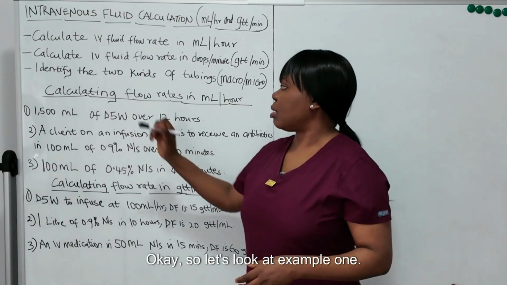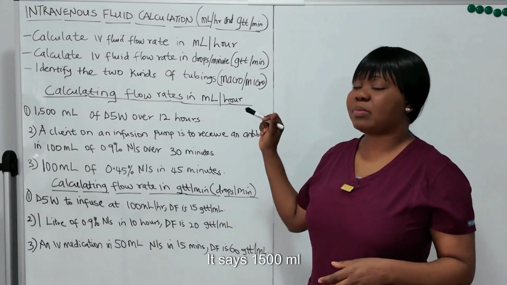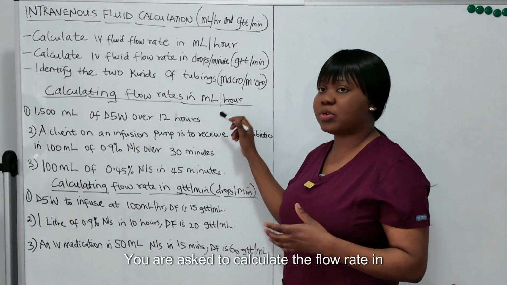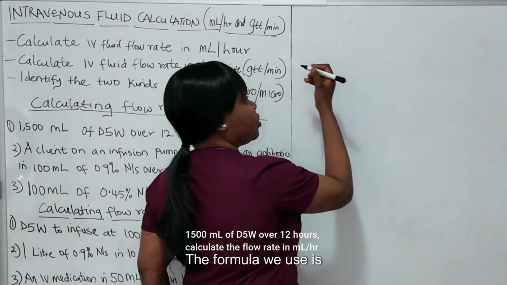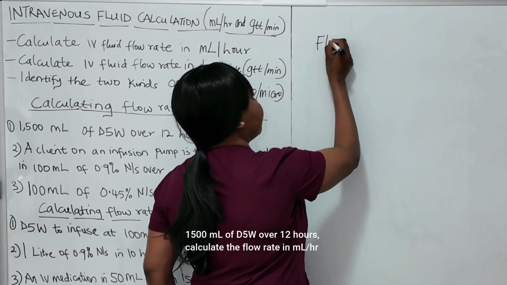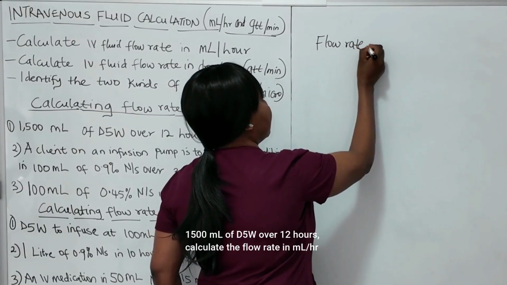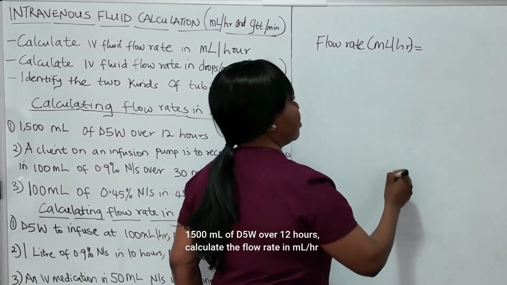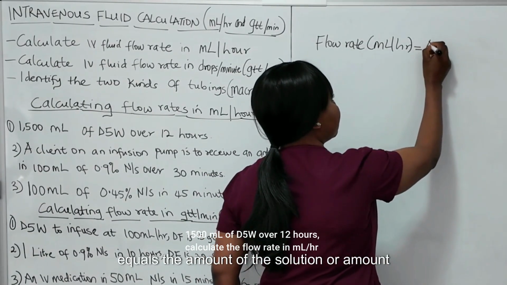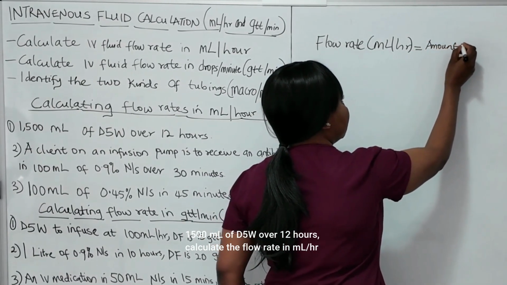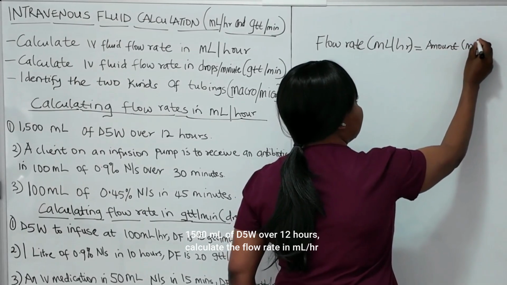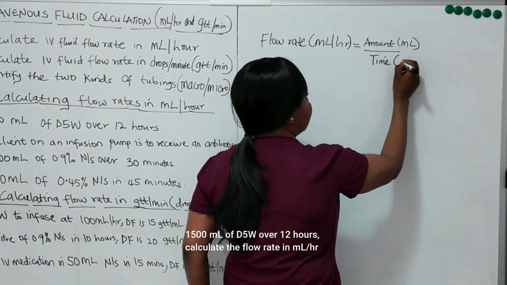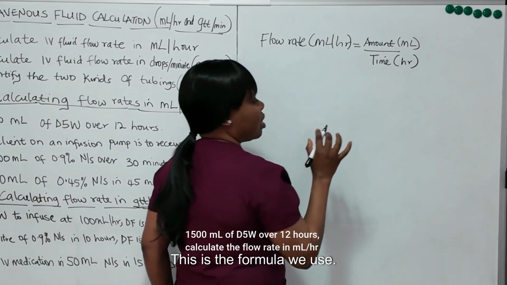Okay, so let's look at example 1. It says 1,500 ml of D5W over 12 hours. We are asked to calculate the flow rate in ml per hour. The formula we use is flow rate, which is in ml per hour, equals the amount of the fluid, in ml, divided by the time in hours. This is the formula we use.